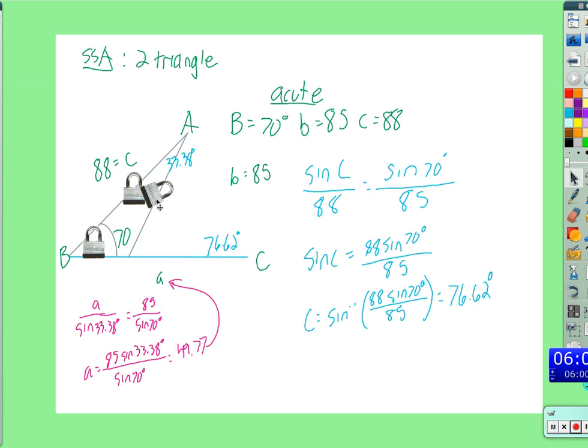And here's my question to you. How could I tell just by looking at it like this that that could happen? That I could make a second triangle?